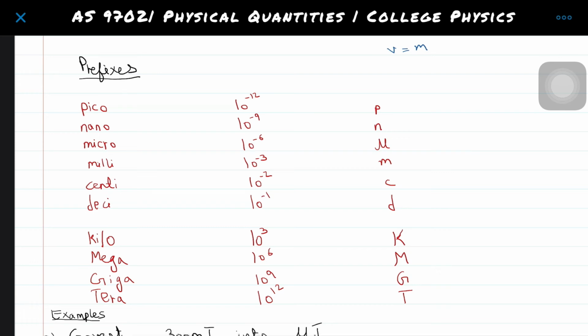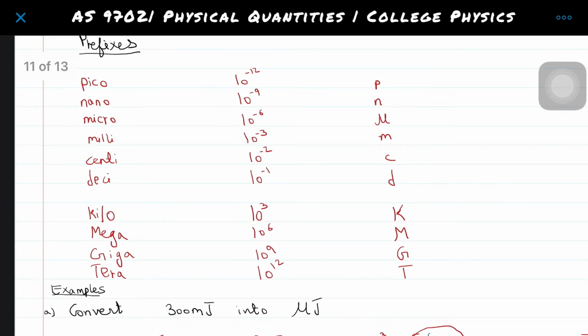Then we have mega, 10 raised to the power 6, which is represented by a capital M. Then we have giga, which is 10 raised to the power 9, and it is represented by a capital G. And then we have tera, which is 10 raised to the power 12, and it is represented by a capital T. So now you just need to learn all of these according to their powers and the symbols they are represented by, because they would be used in almost all the chapters of the A-level physics syllabus.